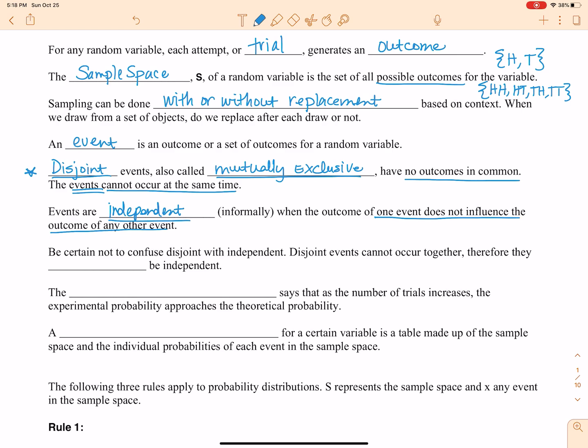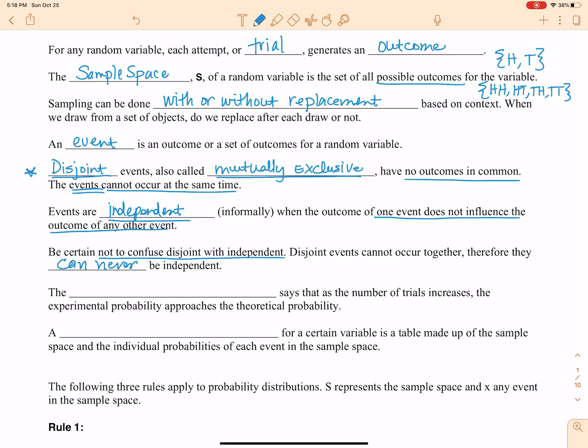So the thing you need to remember about this is that being mutually exclusive and independent are two separate ideas, and you have to be certain that you don't confuse them. You have to remember that disjoint events cannot occur together, therefore they can never be independent. So if you have mutually exclusive events, they are never going to be independent. It's never ever going to happen.